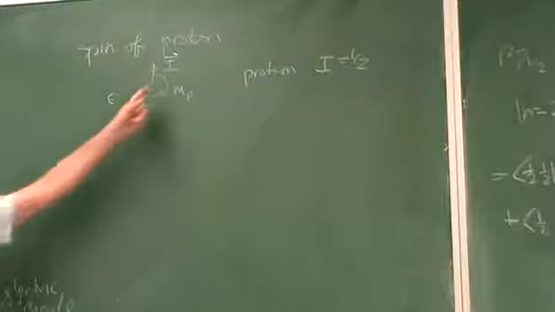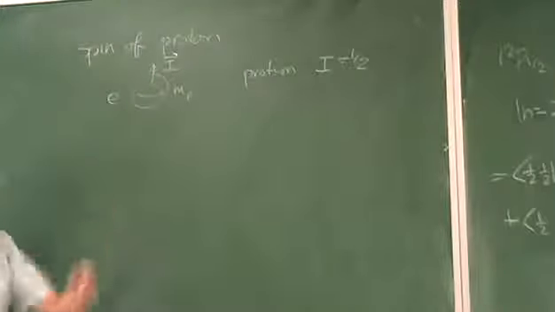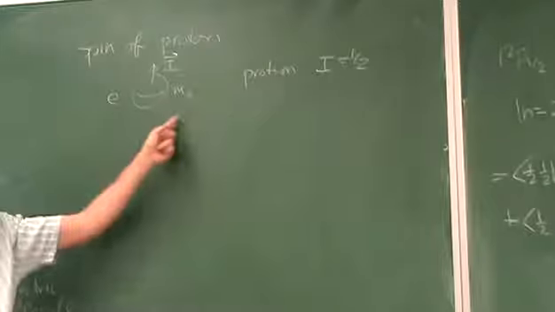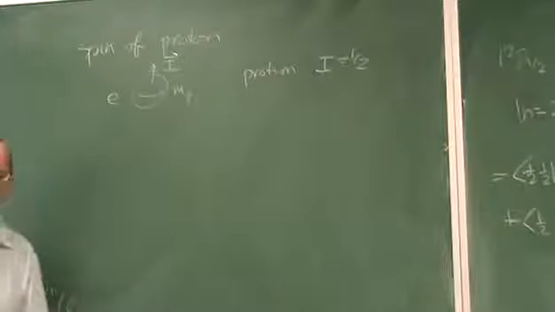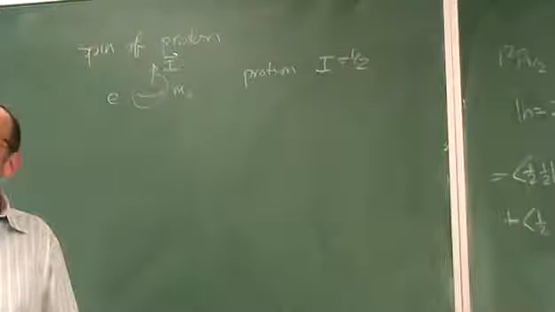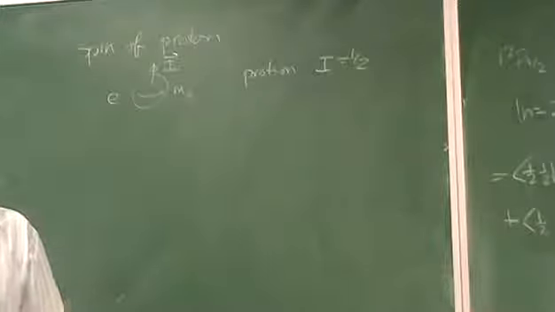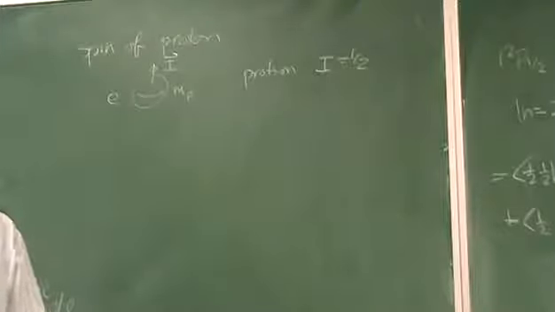For a fixed angular momentum, the speed, the angular velocity, goes like 1 over the mass. So the current goes like 1 over mass. Therefore, the magnetic moment is going to go like 1 over the mass. That's why the magnetic moment of the proton is a lot less than the electron's, for a fixed angular momentum.